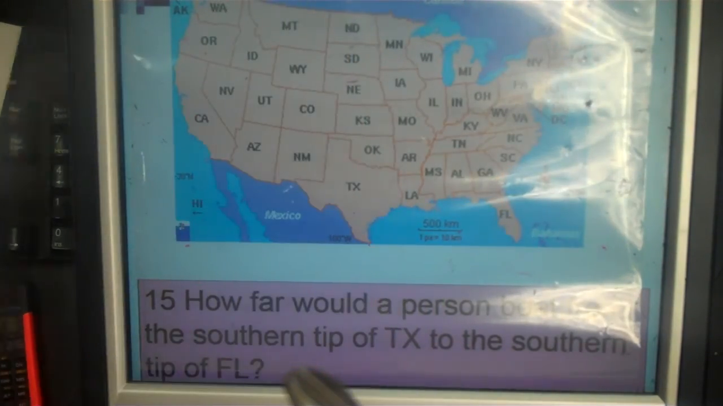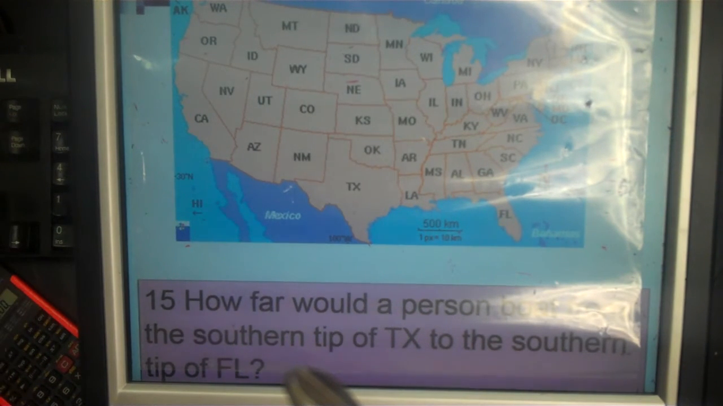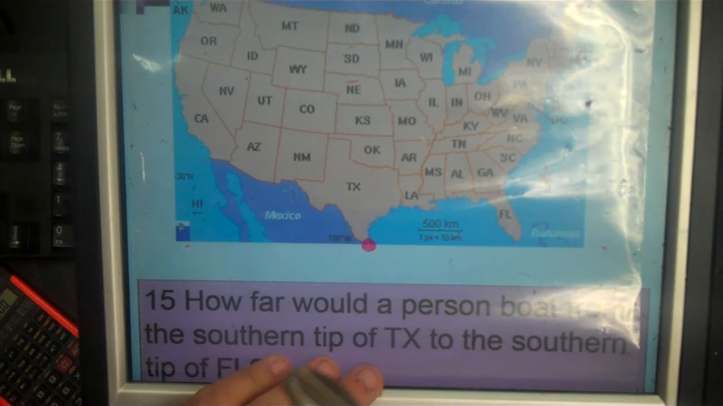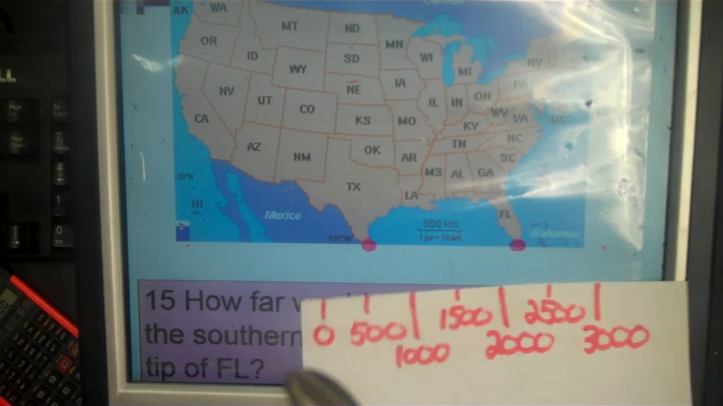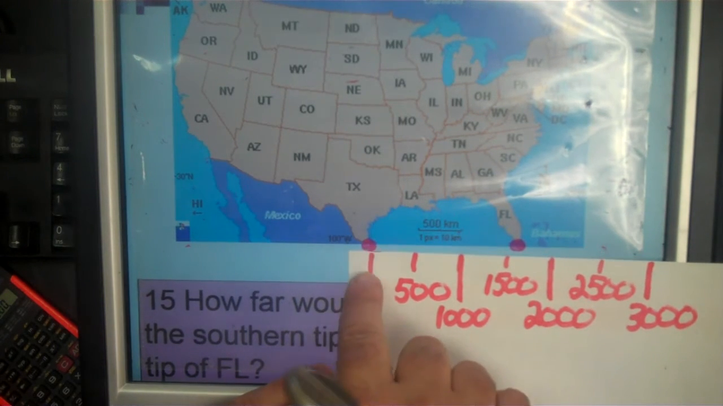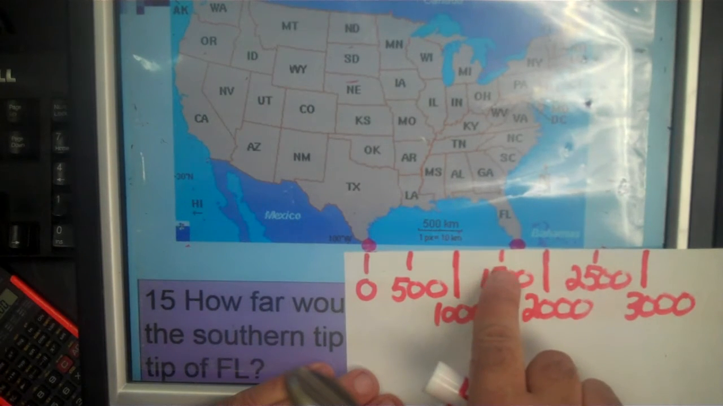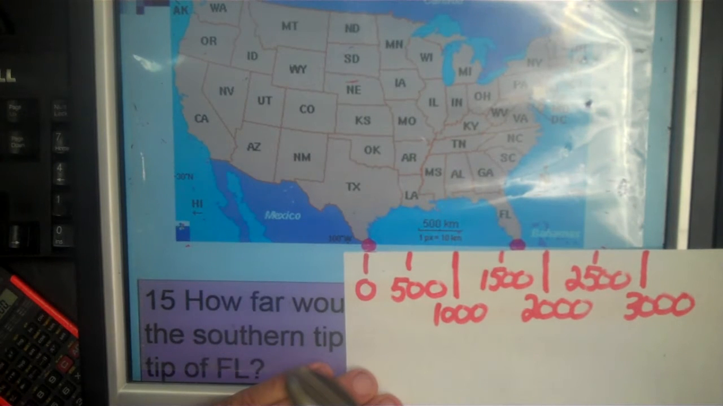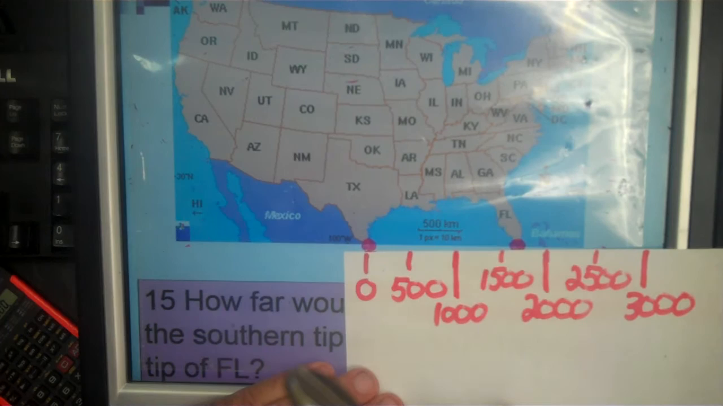Number 15. How far would a person boat from the southern tip of Texas to the southern tip of Florida? So right there is the bottom of Texas. Right there is the bottom of Florida. Lay my scale down. The 0 at the Texas, the origination, and southern Florida is between 1,500 and 2,000. And it does not look like it's halfway, a little bit short of halfway.